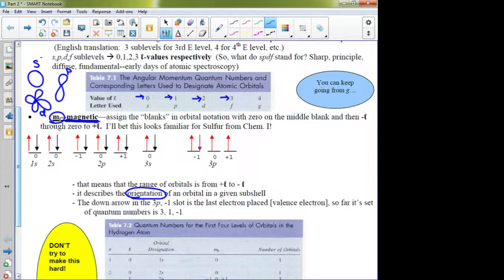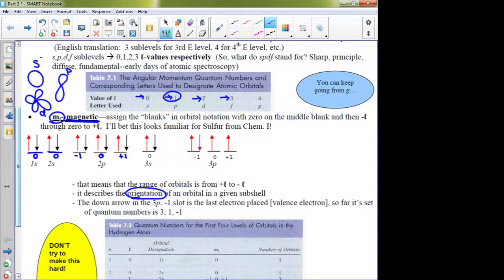L is equal to what? 0, okay? So I have one line for S and it is 0. There's my 1S, there's my 2S. Do we see that? For P, L is equal to what? 1. So I put my 0 in the middle and I can go from -1 to +1. Do we see that? So for M, for a P orbital, it could be 0, -1, or +1.